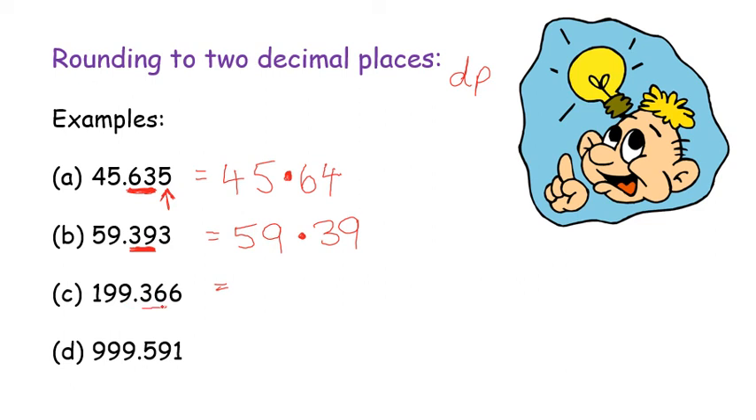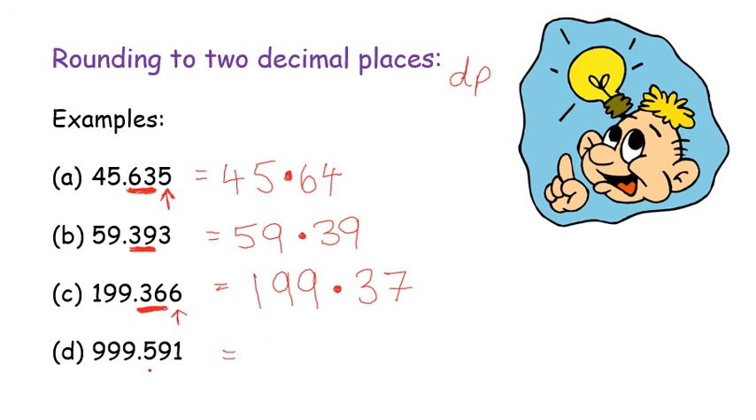199.366. Let's underline the first 2 and then look at the third digit. It's a 6, which is 1 greater than a 5. So we need to round this 6 up to a 7. So 199.37 would be the answer.